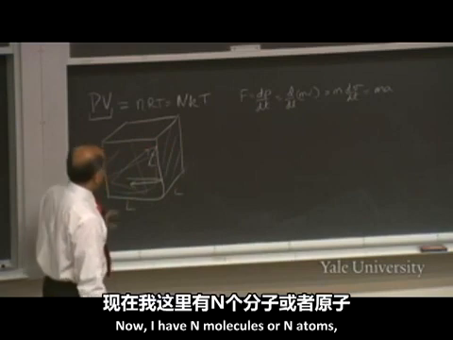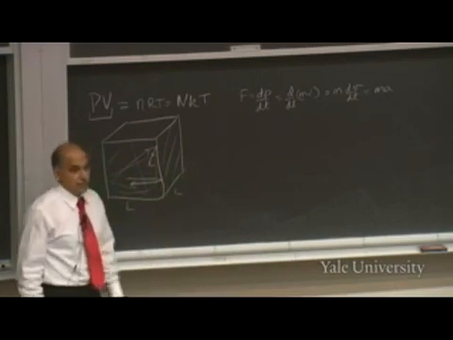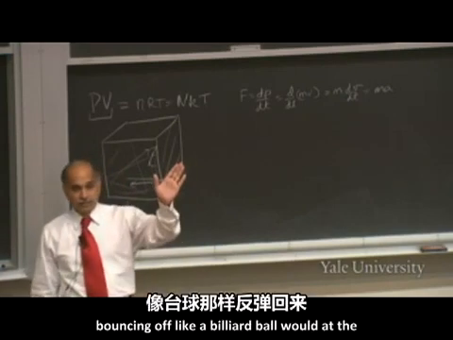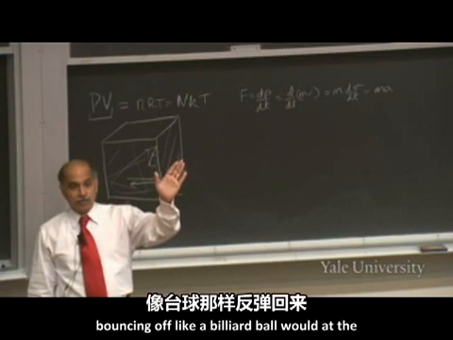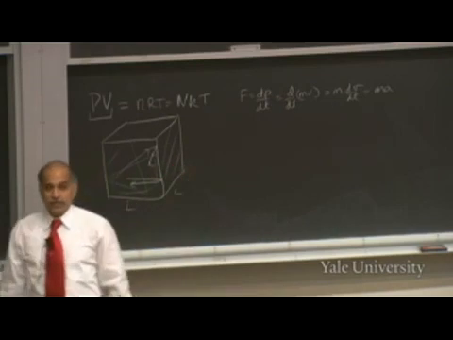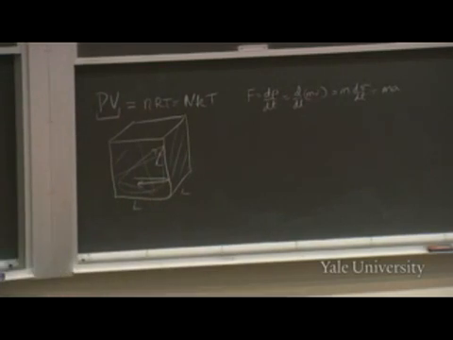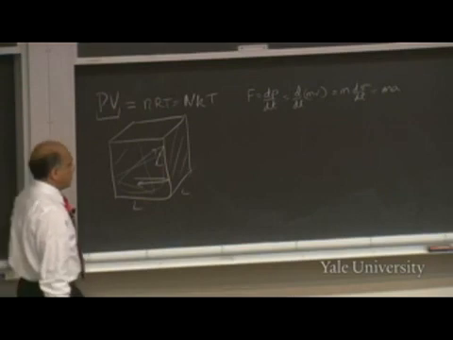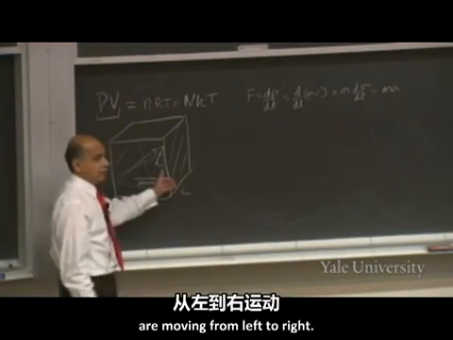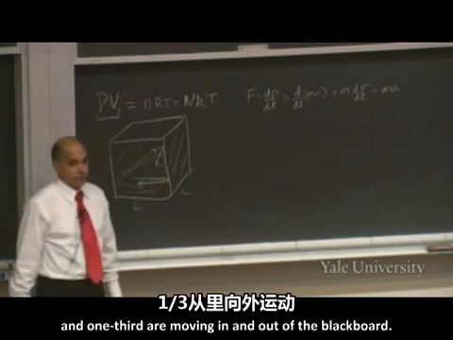Now I have n molecules, or n atoms, randomly moving inside the box, each in its own direction, suffering collisions with the box, bouncing off like a billiard ball would at the end of the pool table, going to another wall and doing it. Now, that's a very complicated problem. So we're going to simplify the problem. The simplification is going to be, we're going to assume that 1/3 of the molecules are moving from left to right, 1/3 are moving up and down, and 1/3 are moving in and out of the blackboard.